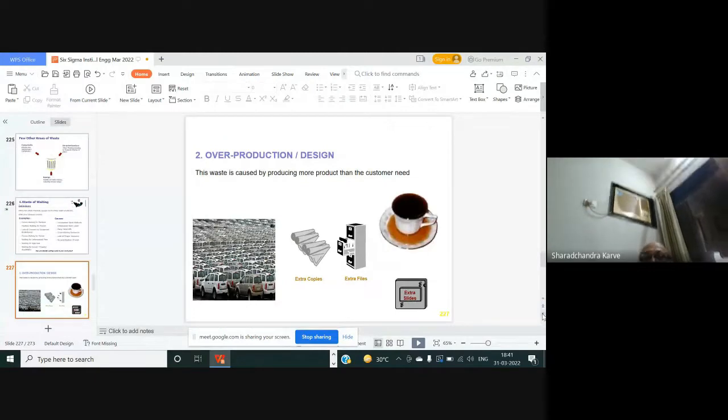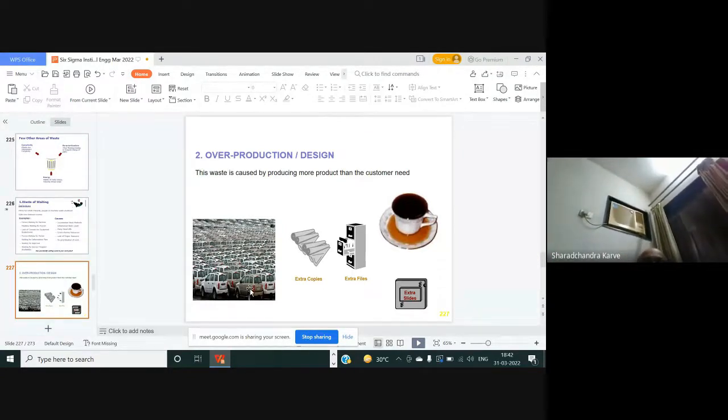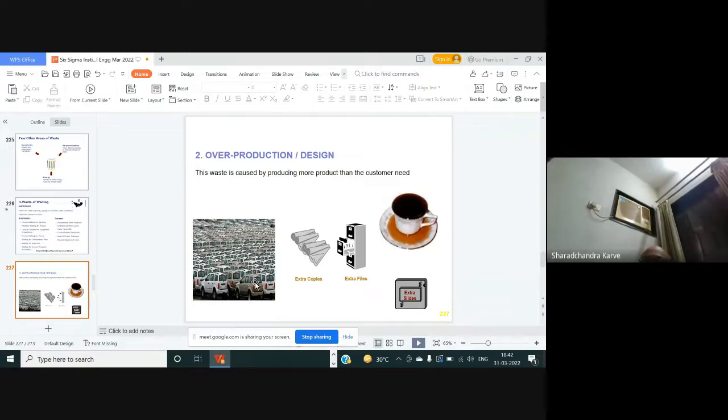So overproduction: generally producing more, which is not required by the next process. Extra copies, extra files. You will always see such a picture when you are traveling on the highway, on the roadside. There is no market demand for a particular type of vehicle, but it is being produced and then kept on roadside highways waiting for a customer. That is a good example of overproduction.